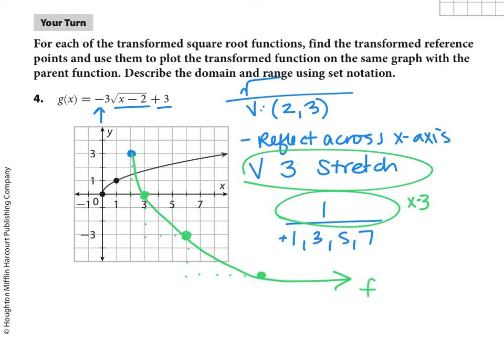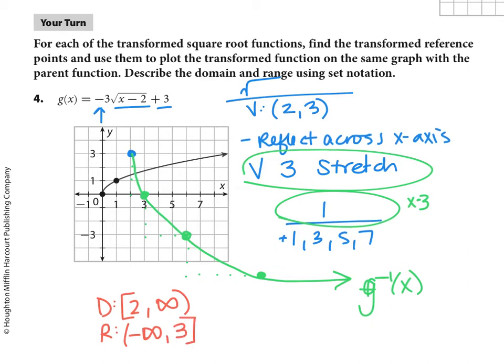We can label it, I guess we should use g, g⁻¹ of x. And then we want to go ahead and name the domain and range. They give you that original function, you can ignore it. I'm just going to be looking at the domain, which looks like it's starting at 2 and going to positive infinity. Range, looks like the lowest number is actually negative infinity. And the highest value the y is going to reach is positive 3. And those are both included, so we're going to use closed brackets there.